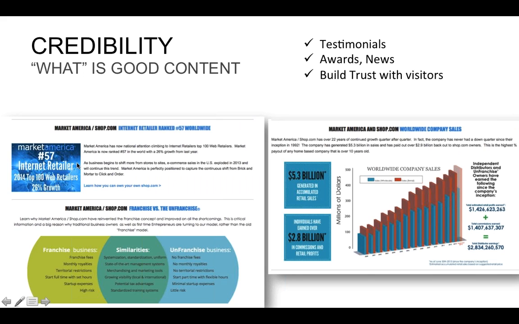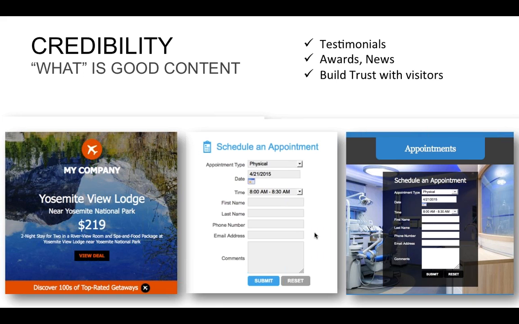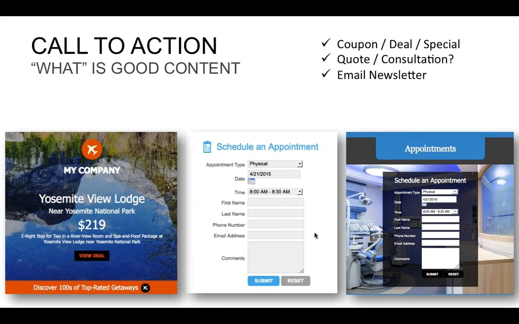So here you have Internet Retailer giving us number 57. Here you have from our annual report, the worldwide company sales statistics. That's all really great stuff because it's third-party credibility. I'm not just saying, hey, MA is really great or shop.com is really awesome. I'm showing them that they're growing with hard evidence and testimonials and publications and awards that were given.